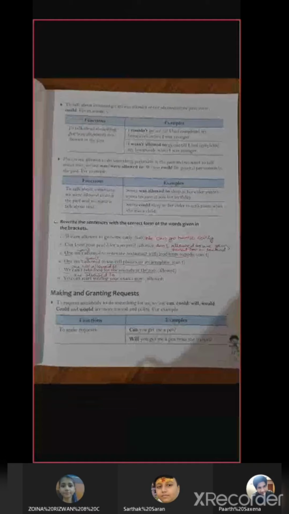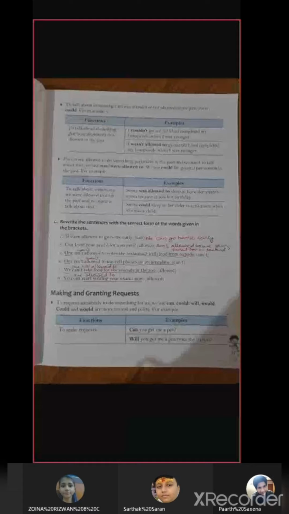Whatever request is being made, either you are making that request or you are granting that request. Earlier we did permission, we were seeking permission and granting permission. Now we are making a request or granting a request. When we request somebody to do something for us, we use can, could, will, would. Now, could and would are more formal and polite.